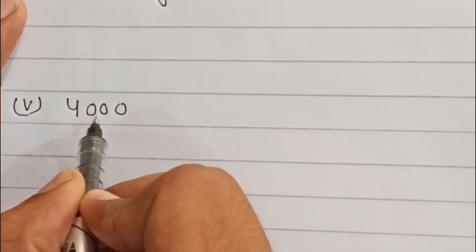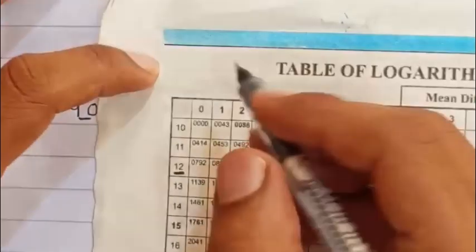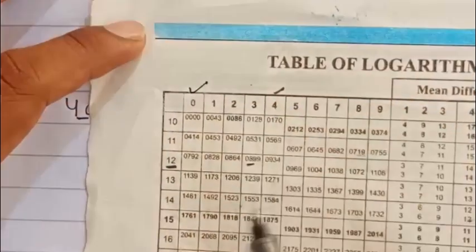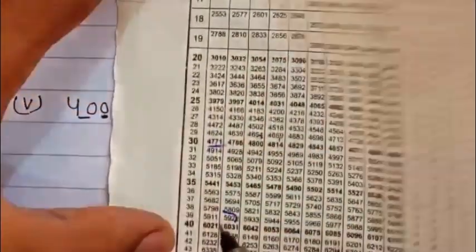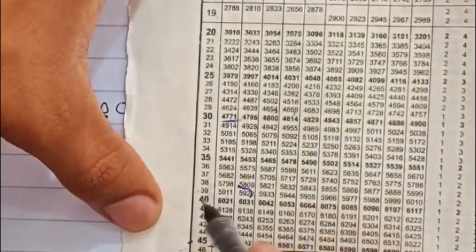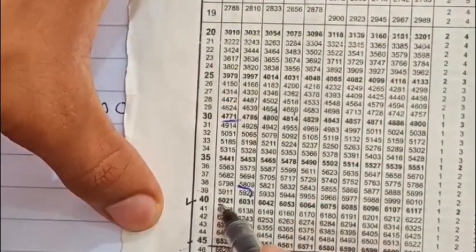Okay, come to question number 5, that is 4000. The number is 4000. So I will find out 40 and the 0 column. See here, it is the 0 column. So I will find out the value of 40. So here number is 40 and 0 column. So value is 6021.